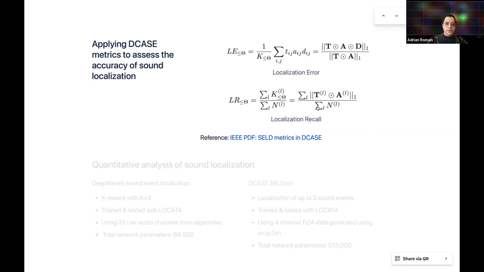And the 2 main metrics we use in this project are localization error, which tells you the angular distance between the predictions and the ground truths. You can think that the closer this value is to 0, the better. And localization recall, which tells you the true positive rate across all audio frames for our predictions. And again, you can think that the closer this value is to 1, the better.